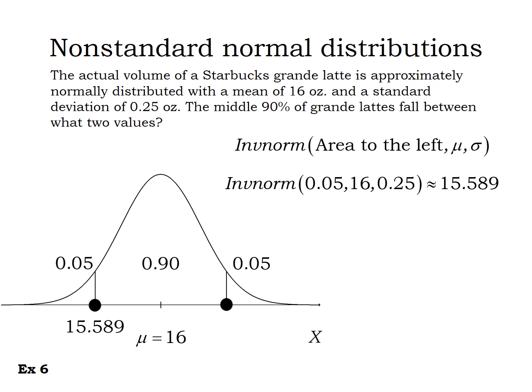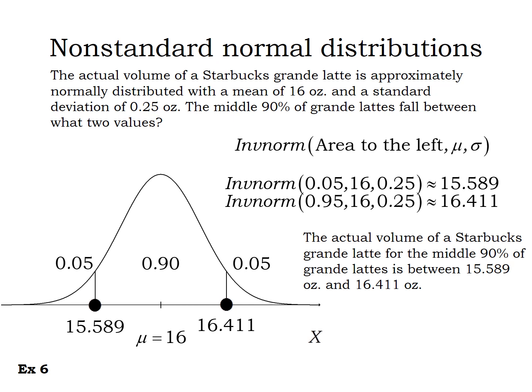Now to find our upper limit for the middle 90%, that's our right cutoff over here, separating the top 5% from the bottom 95%. Now the inverse norm requires the area to the left, so I'm going to do inverse norm of 0.95, and that's going to get me 16.411 ounces. And so that is going to be the volume that separates the top 5% from the bottom 95%. Put these two together, and what we have is that the actual volume of the Starbucks Grande Latte for the middle 90% is going to be between 15.589 and 16.411 ounces.